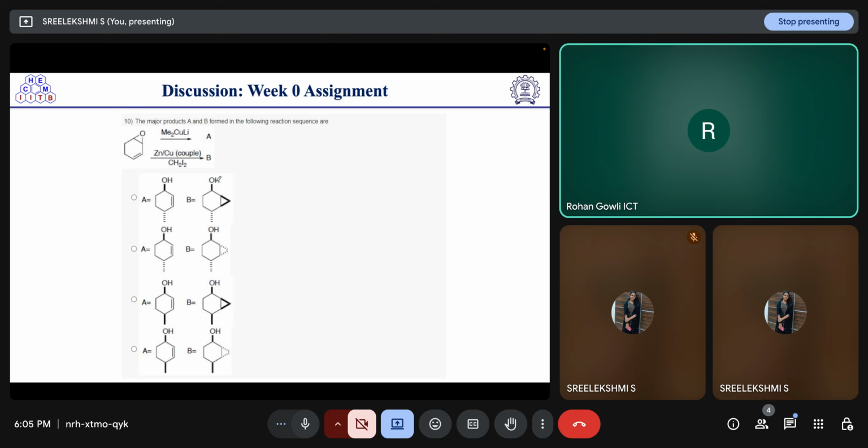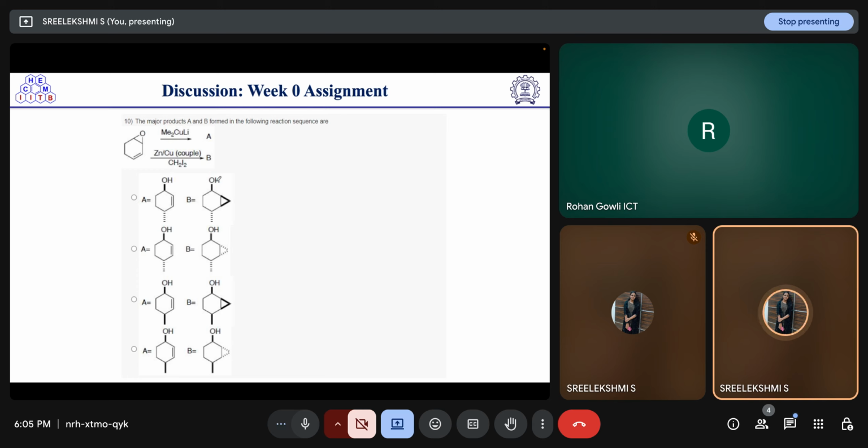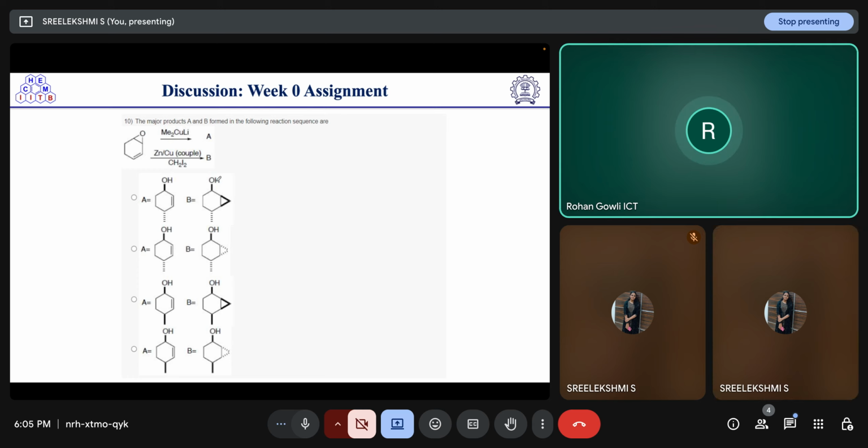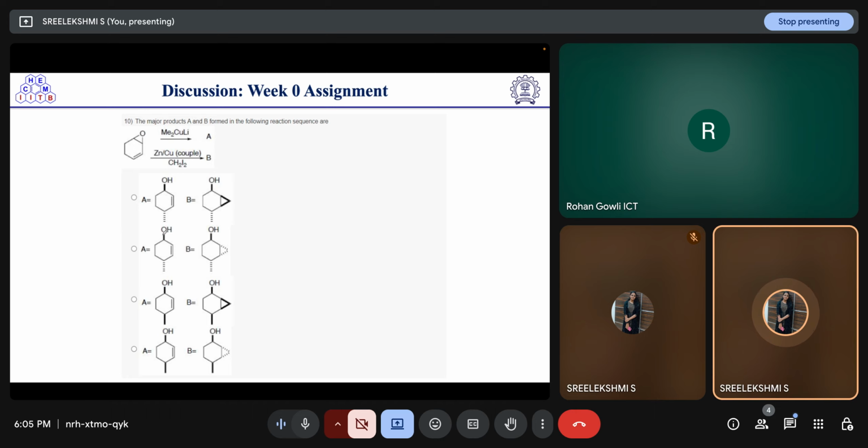I think it's going to break that epoxide and form that OH. Yes, but how, and which one will be the correct answer? Actually, I don't know what this line represents, the darkened one. Okay, so this just means above and below only.